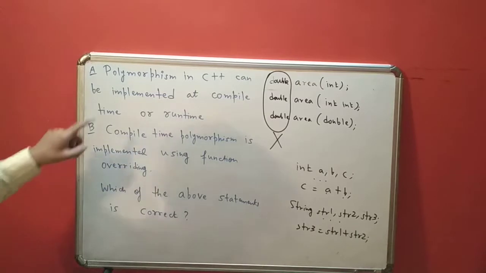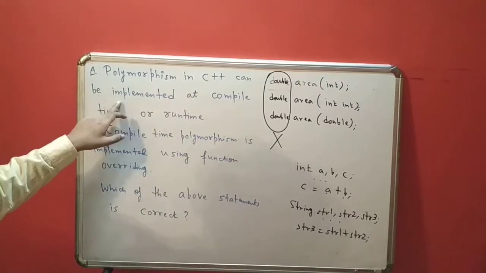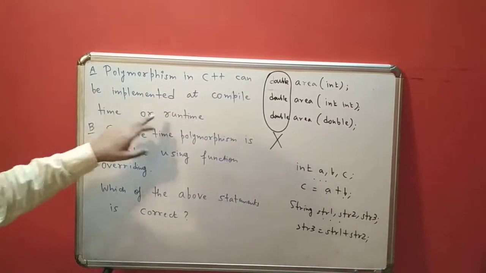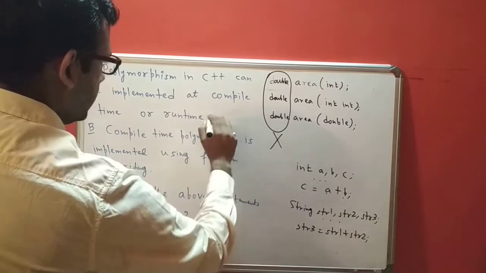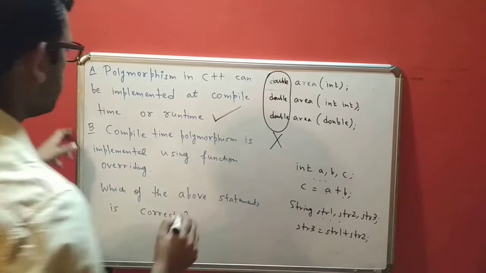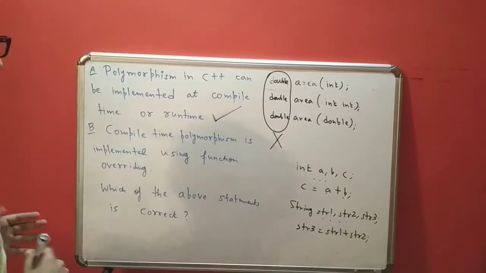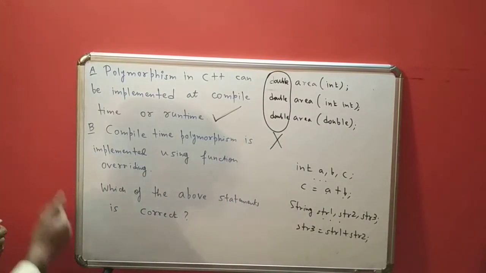Now let's come to the question. Polymorphism in C++ can be implemented at compile time or runtime. This is statement A, and this is definitely correct. We have seen it just now, right? We have seen the classification. So polymorphism in C++ can be implemented at both compile time as well as at runtime.